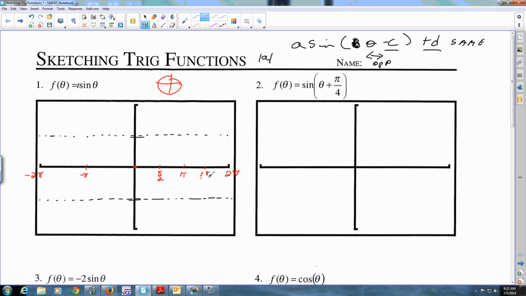3 pi over 2. I do think you guys do need to label some of this. You don't need to label every single value on the unit circle. I get it. It's time consuming. I got it. I'm with you.